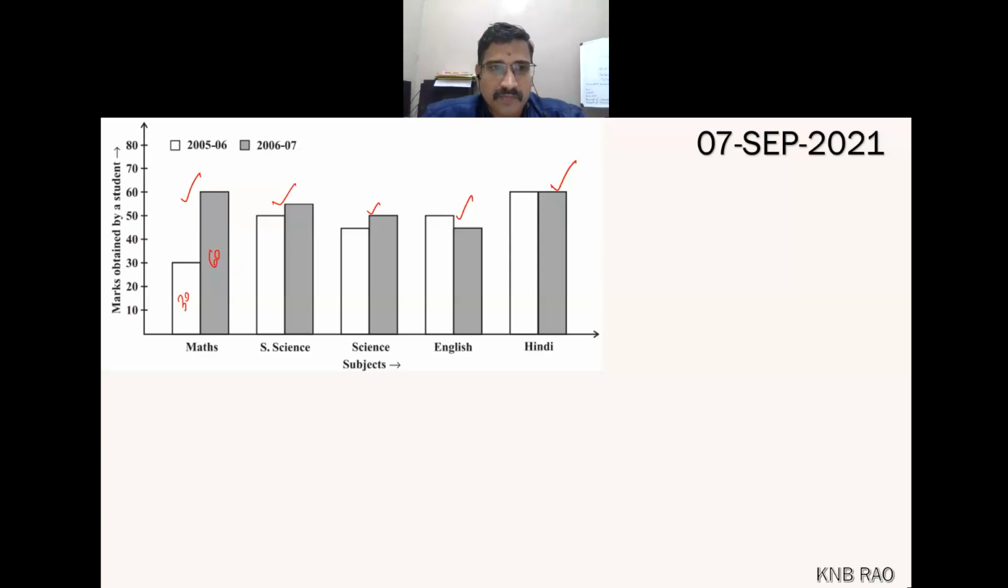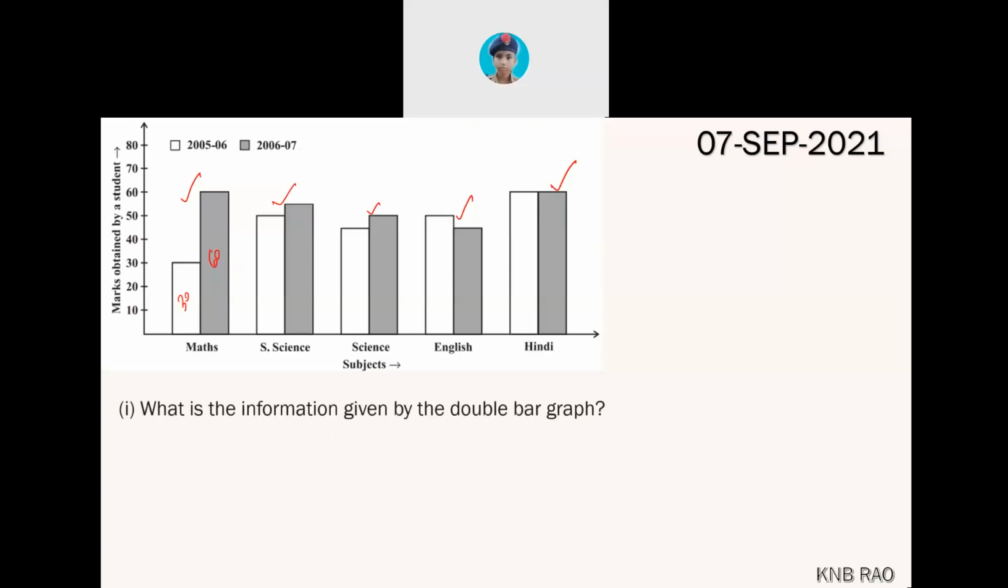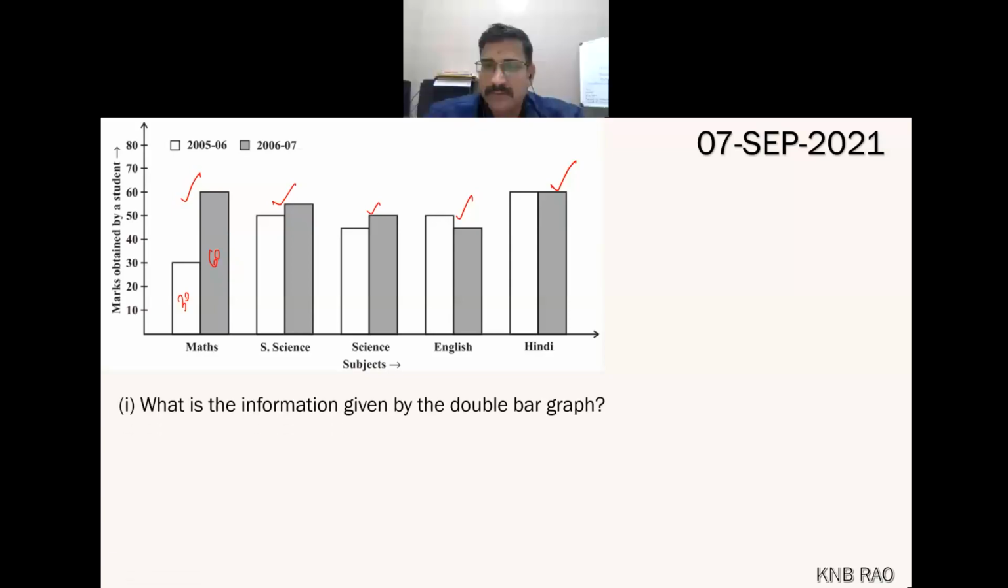Yes, sir. Now, questions. What is the information given by the double bar graph? Sir, marks scored by a student in the year 2005-6 and 2006-7. Very good. So performance of students in various subjects in two academic years, 2005-6 and 2006-7.